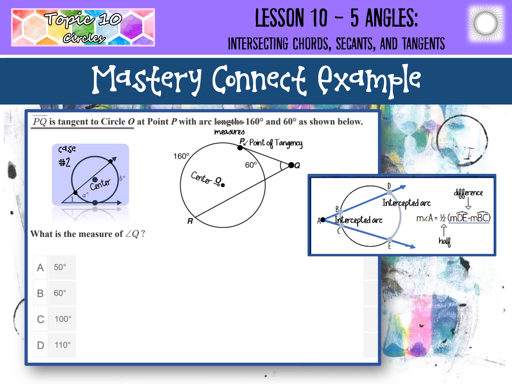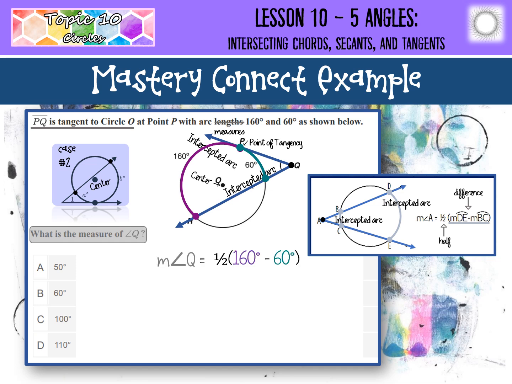160 degrees is the one farther away. It's already marked. 60 degrees is there. And it's going to be looking for the measure of angle Q. All right. Measure of the angle is half the difference of the intercepted arcs. So 160 degrees minus 60 degrees, which of course is 100 degrees, and half of 100 is 50. A is our final answer.